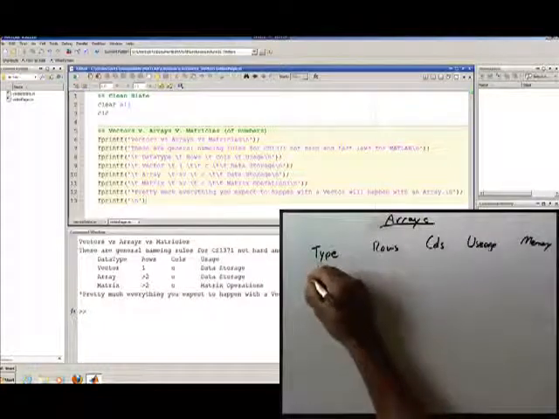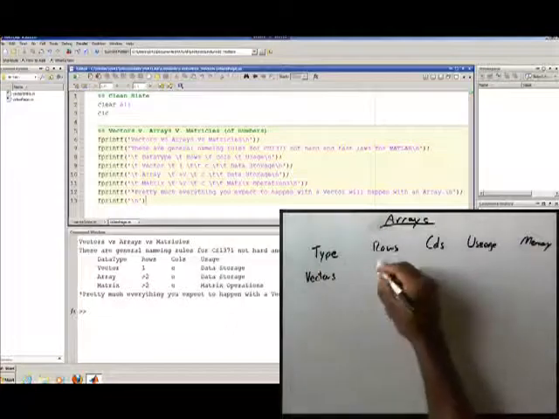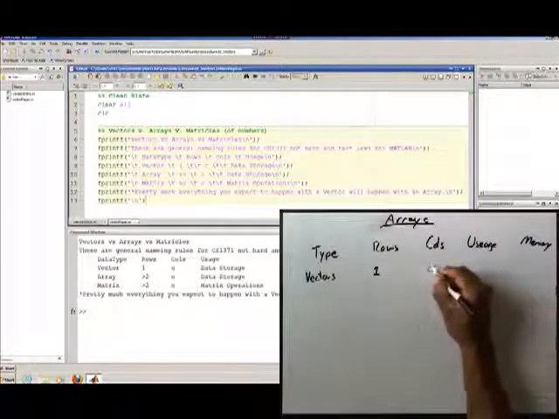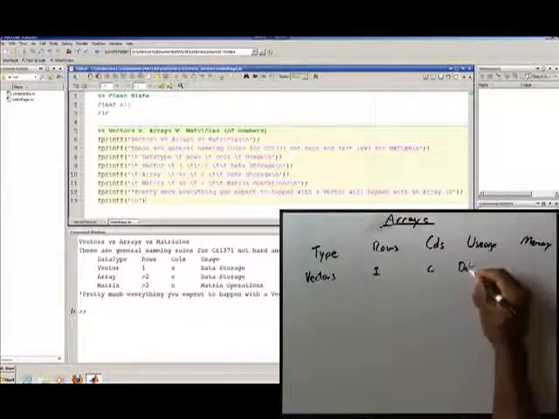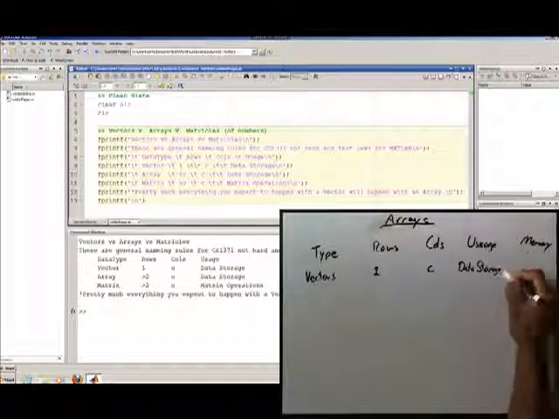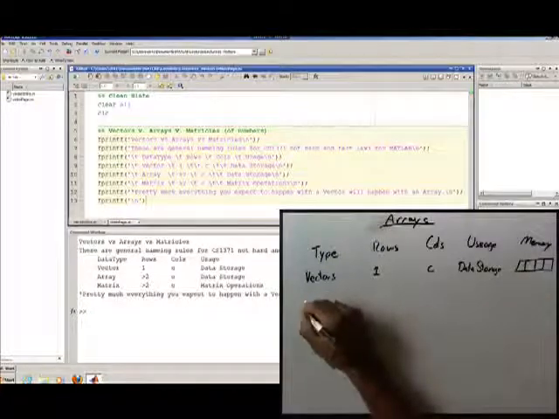If I'm talking about vectors, vectors have one row and they can have some number of columns, C, and they're pretty much used for data storage. And in memory, if you remember, they look sort of like this. Just one dimension, and we put things in there.